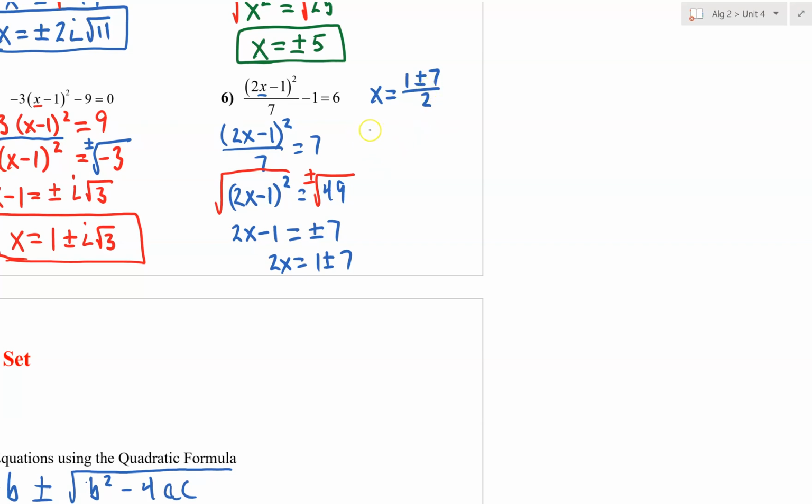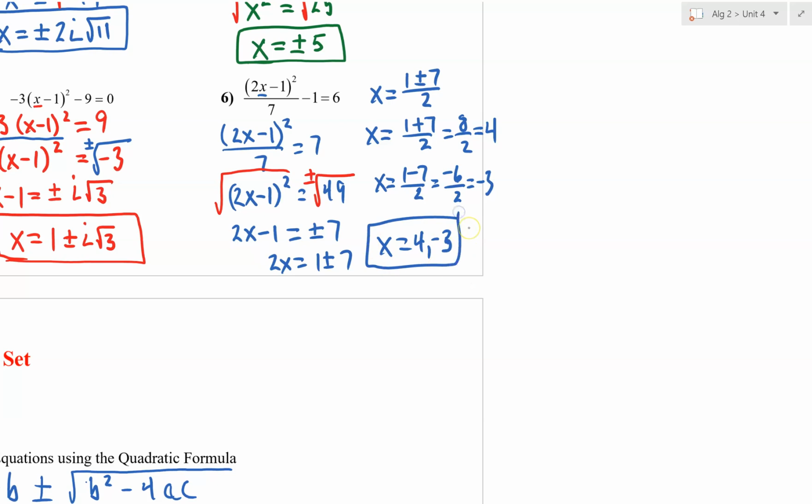There are two solutions. The first one is going to say 1 plus 7 over 2. Well, that equals 8 over 2. And if we reduce that down just a little more, we're going to get an answer 4. The second one says x is equal to 1 minus 7 over 2. That makes this negative 6 over 2, which makes this negative 3. So we have two solutions. One is 4, one is negative 3. There we go. And so we have our two answers.